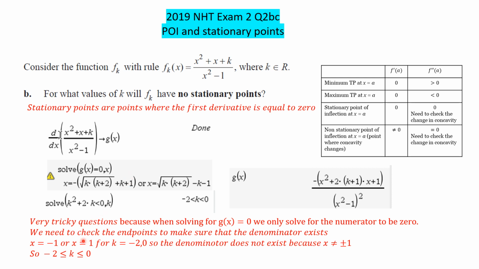The problem is, you see how you've got x squared minus 1 in the denominator. So x cannot be plus or minus 1. So that's why in your answer you need to include k equal to negative 2 and k equal to 0 as well. Because when k is these two values, this one is not defined. So you cannot have a stationary point when something is not defined.